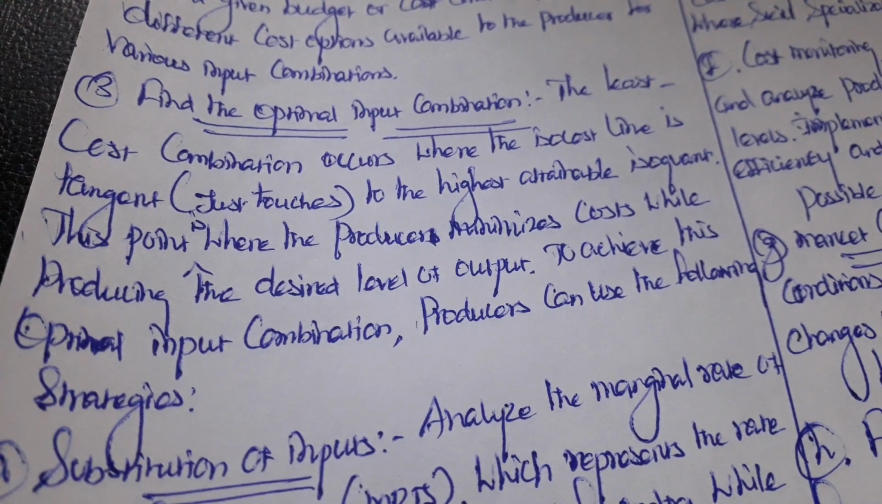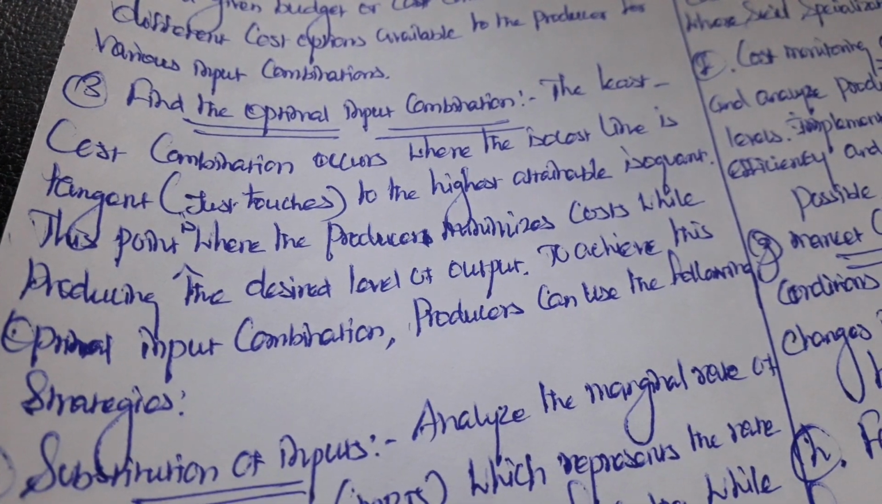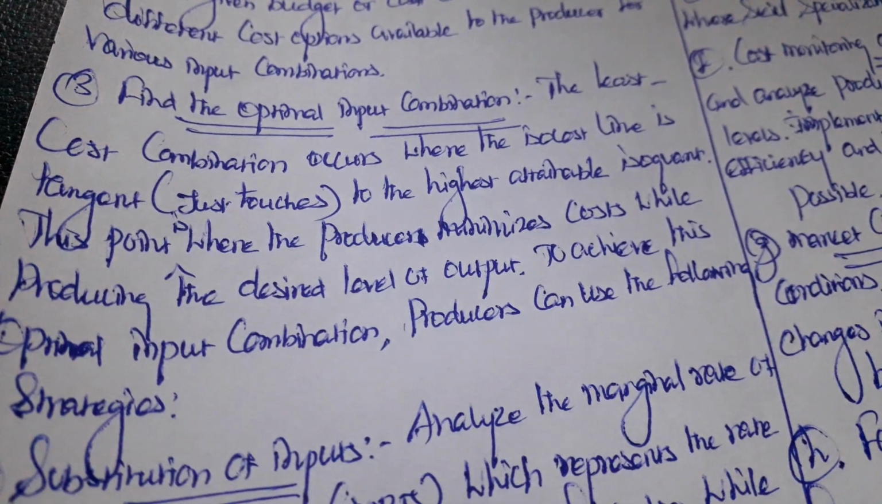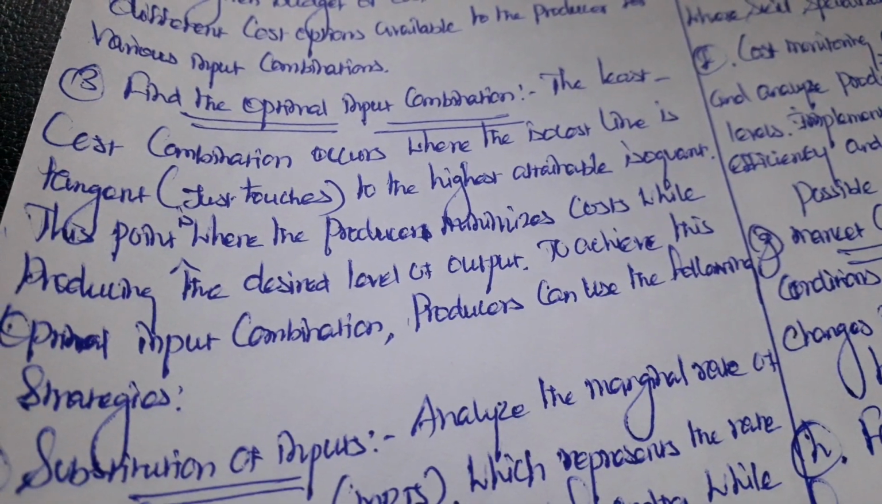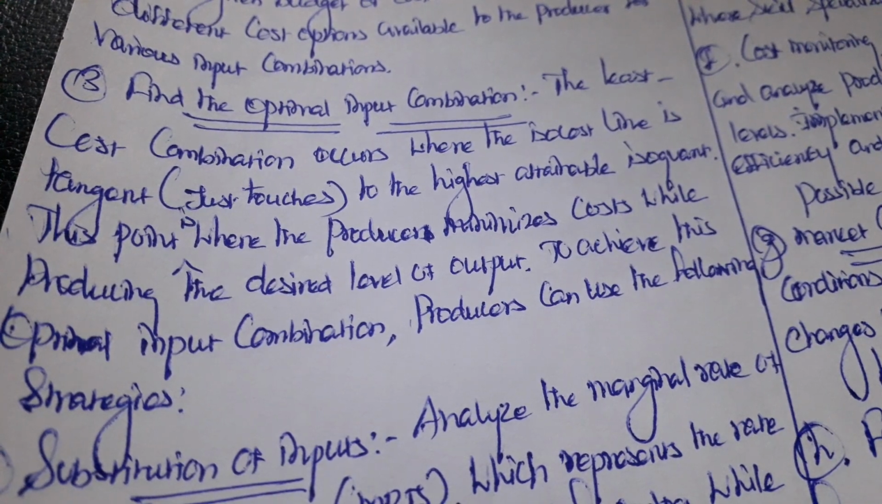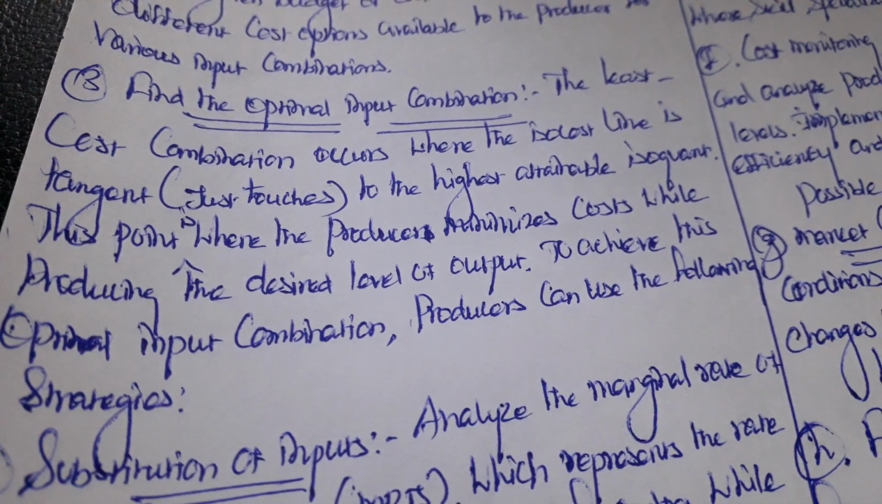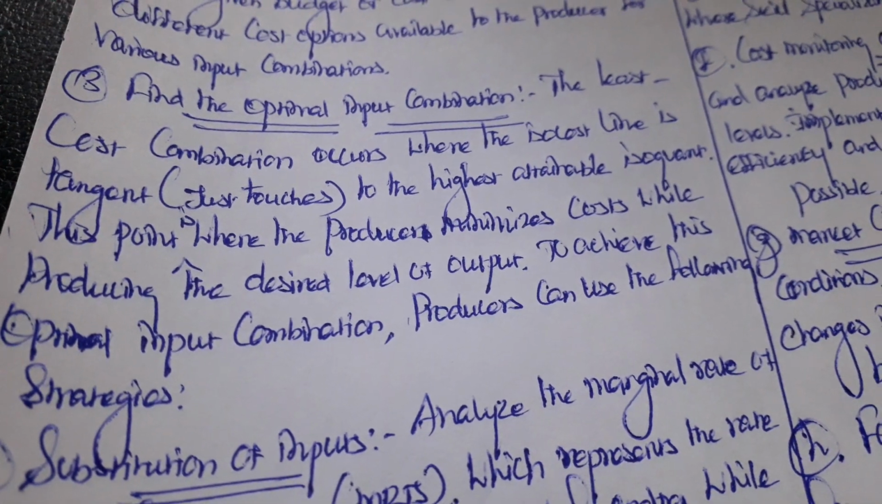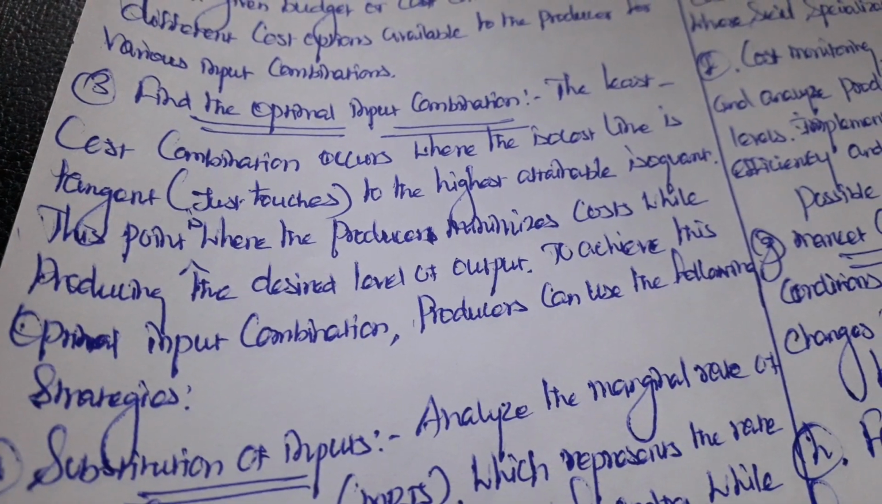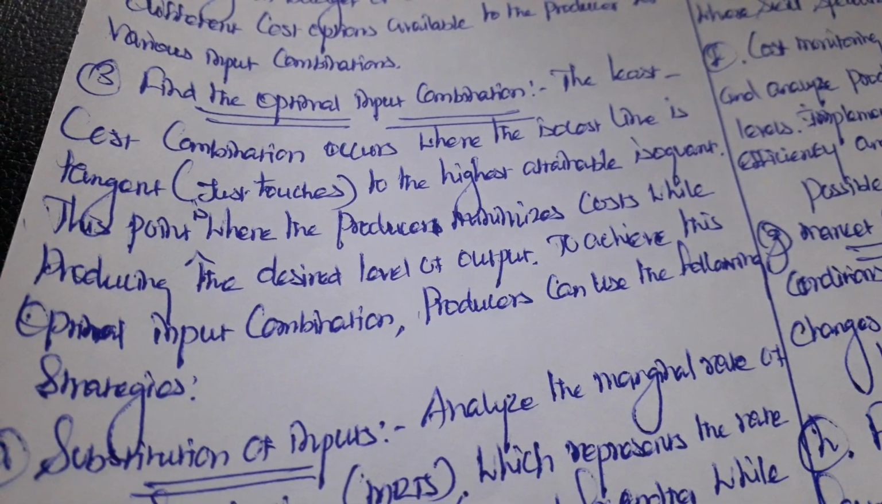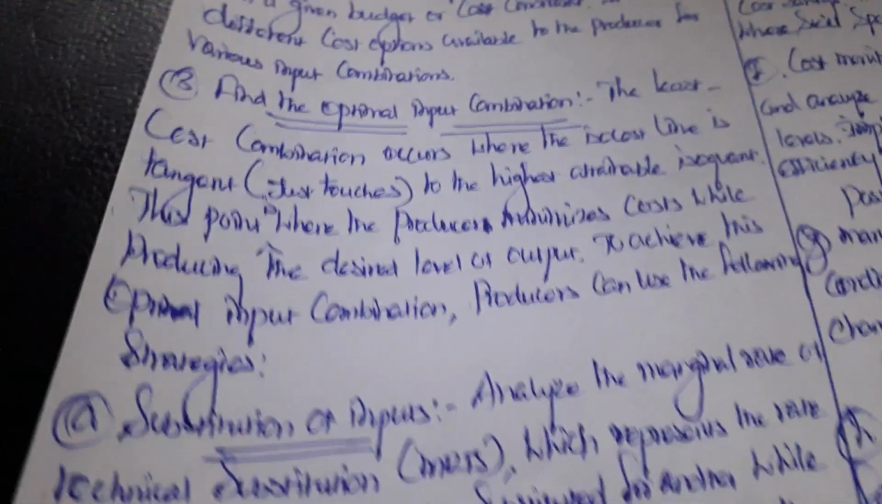The optimal input combination occurs where the isocost line touches the highest attainable isoquant. At this touching point, the producer minimizes costs while producing the desired level of output. To achieve the optimal input combination, producers can use the following strategies.